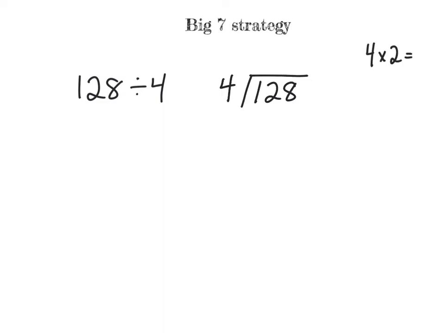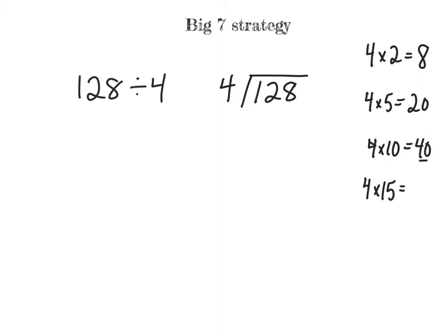4 times 2 is 8. 4 times 5 is 20. And 4 times 10 is 40. I like to start with 2, 5, and 10. We could also do 4 times 15.